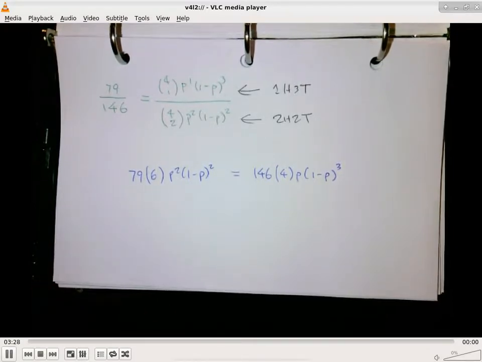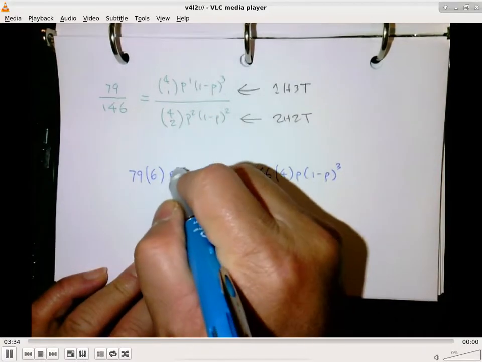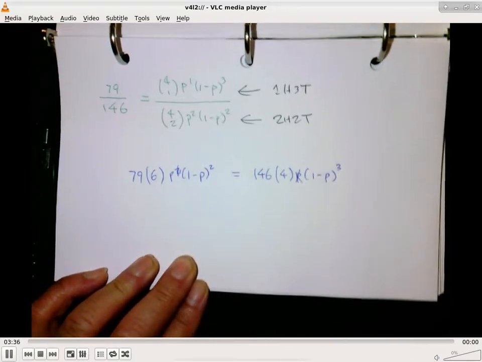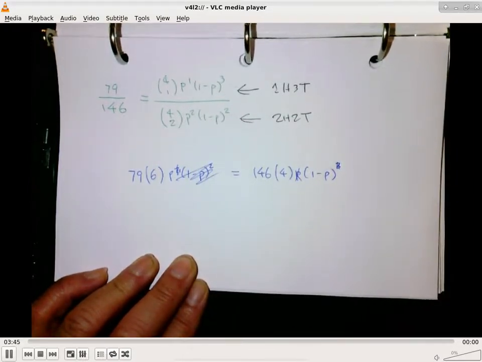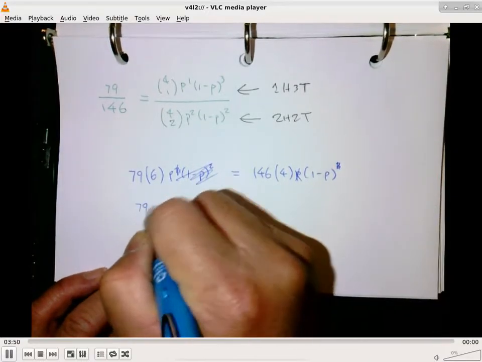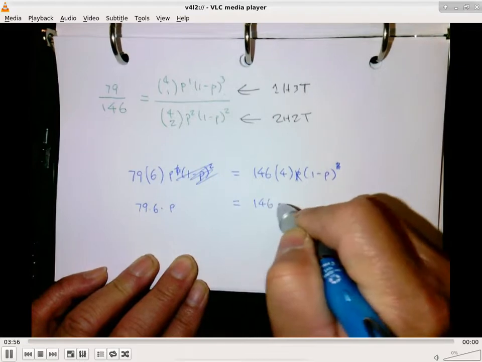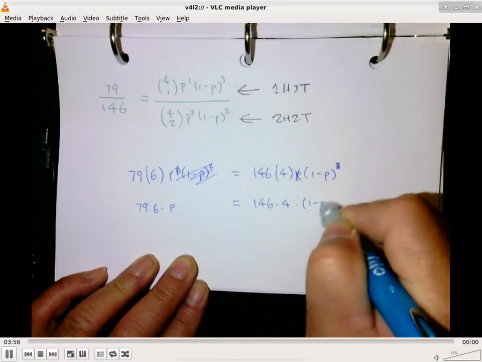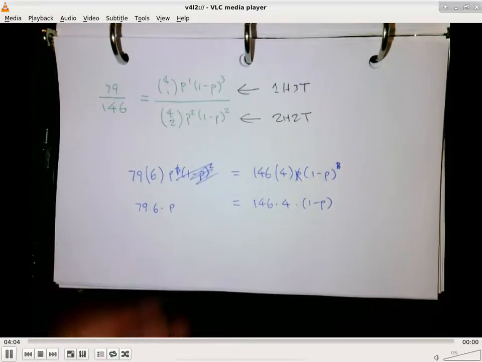So what you do, there are easy ways to do this. You divide both sides by p, so you get one p left here, and the other one is cancelled out. You divide both sides by 1 minus p squared, this entire thing goes away, this becomes just 1. Is that okay? So now you have 79 times 6 times p equaling 146 times 4 times 1 minus p. I think that's pretty clear that it is solvable. Is that okay? Is that helping?